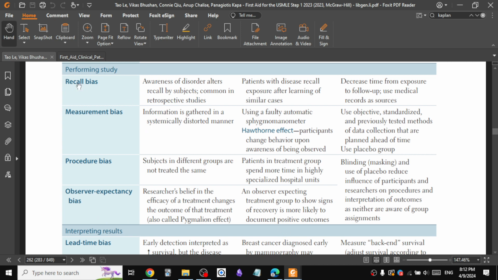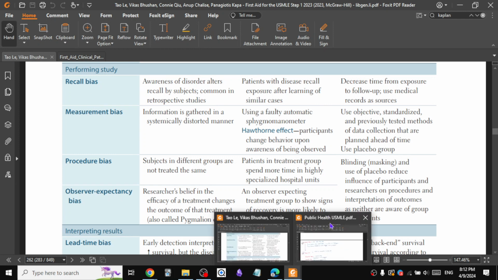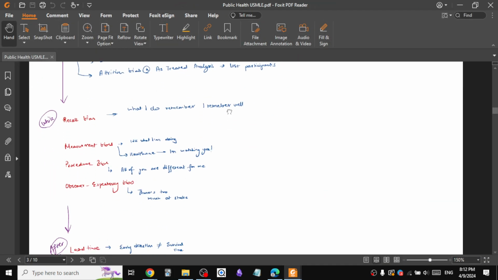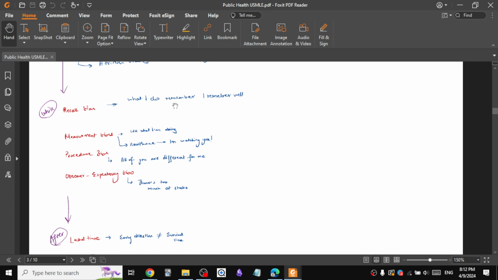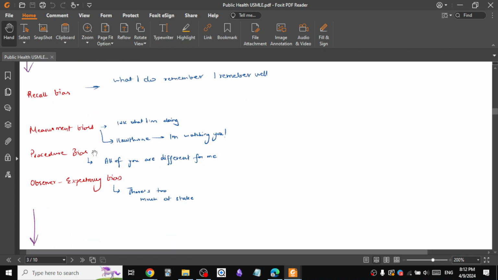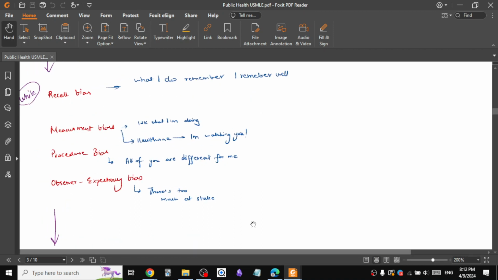Now, performing the study. During the study, I have four types of biases. What do I have? Recall bias. What is recall bias? What I do remember, I remember well. This is the best way to remember it, and throughout my notes here you're going to find a lot of ways to help you remember this.